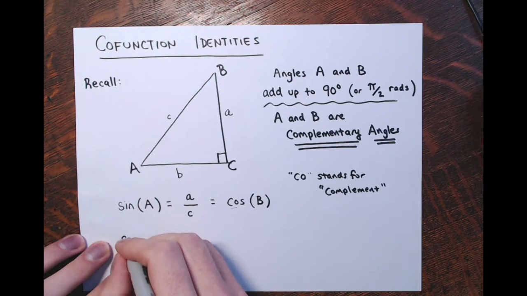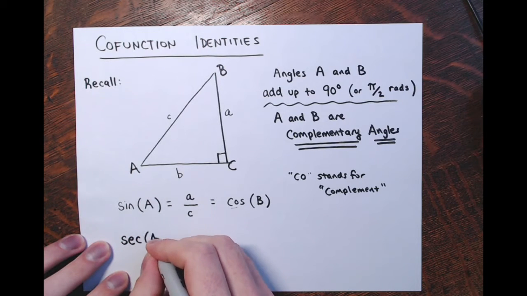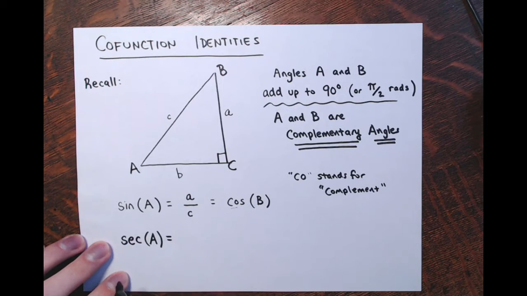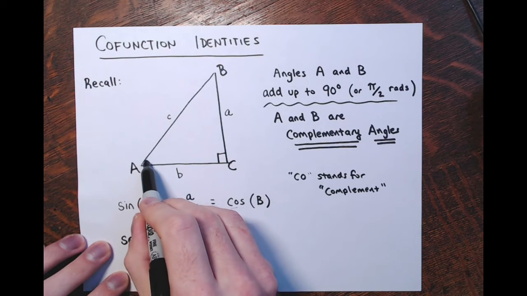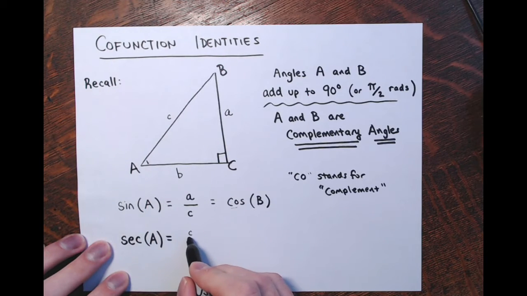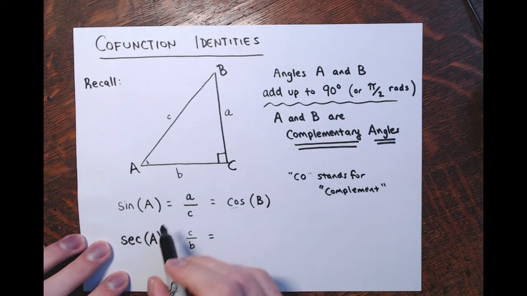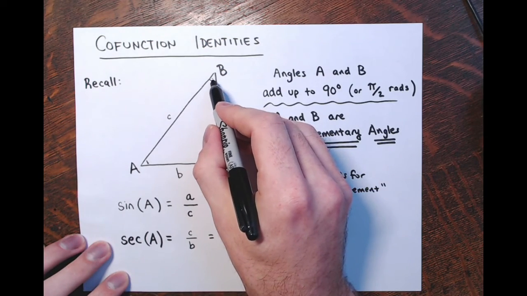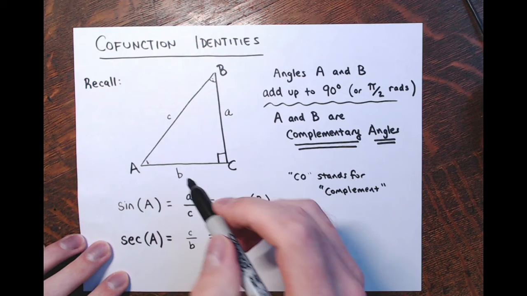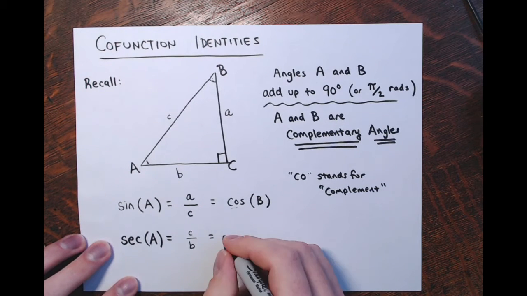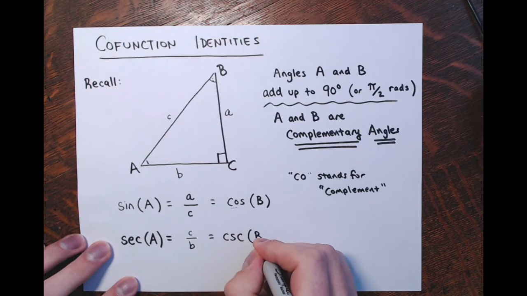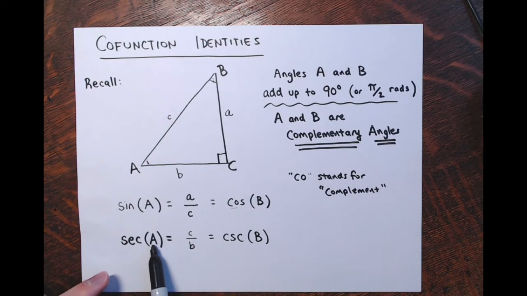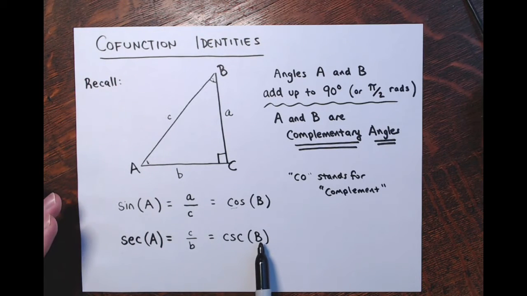All right, how about secant? Look at the secant of A. Now remember, secant was the reciprocal of cosine. So the secant of an angle in a right triangle was the hypotenuse over the adjacent. So the secant of angle A is hypotenuse over adjacent, little c over little b. Well, if I look at angle B instead, little c over little b is hypotenuse over opposite. Well, hypotenuse over opposite was cosecant. So the secant of angle A is equivalent to the cosecant of the complementary angle B.